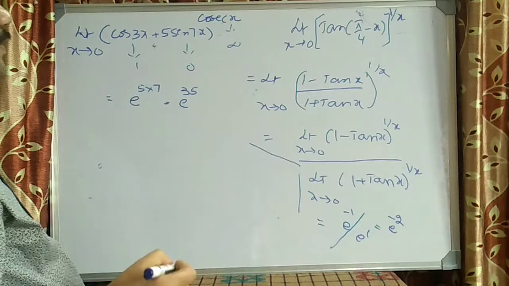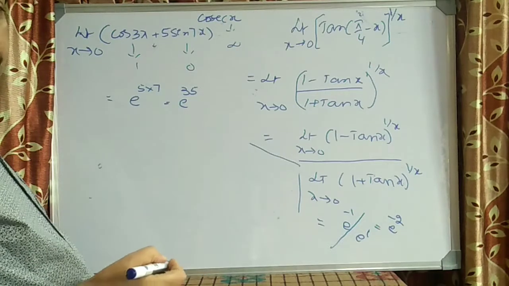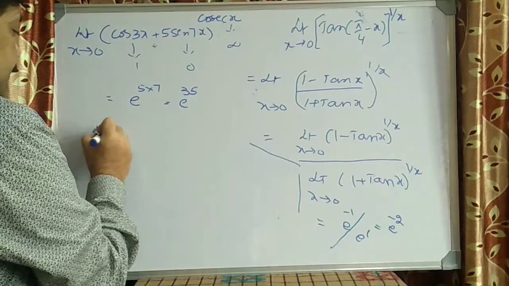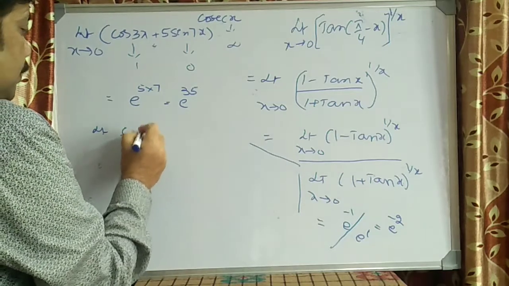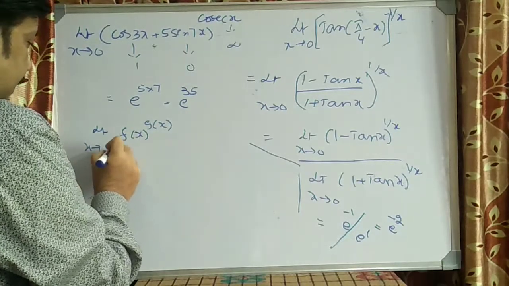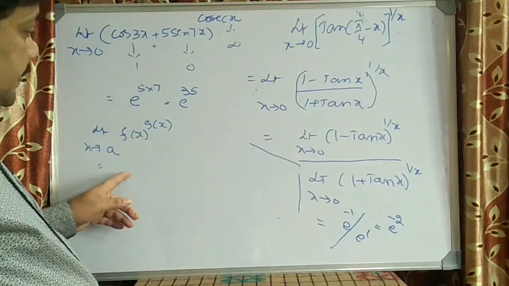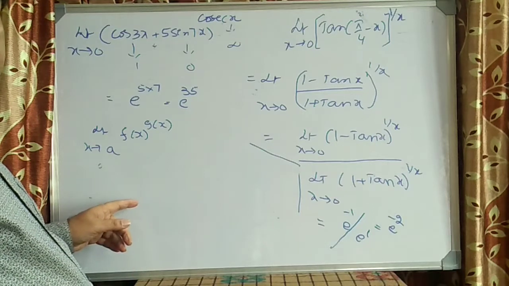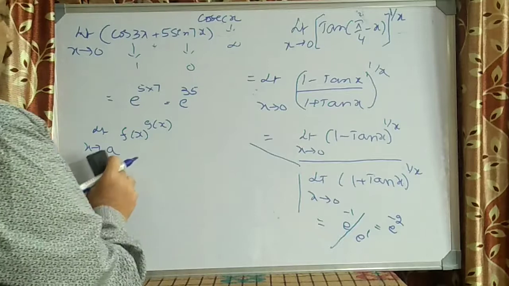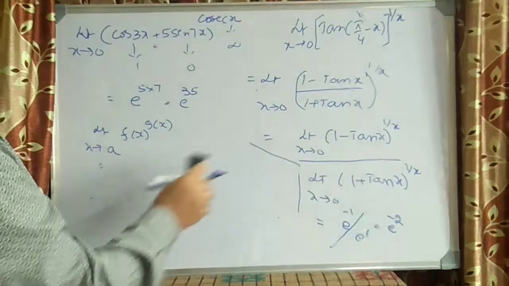Okay. Now I am extending this to the models which are in the form of limit of f of x whole to the power g of x as x tends to a. Actually this is a separate model, which we will discuss later, but the problems I am going to discuss are of this form but done in this way.